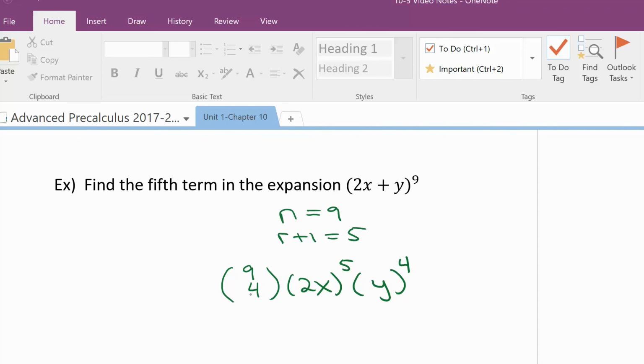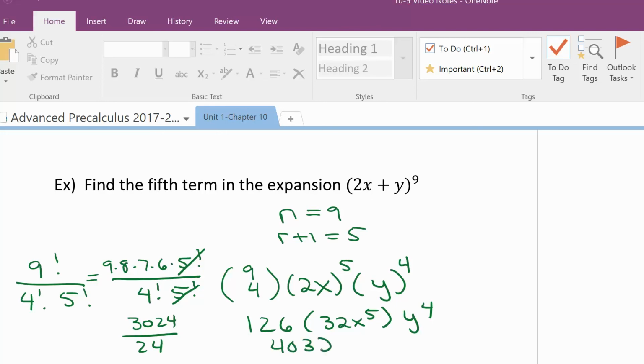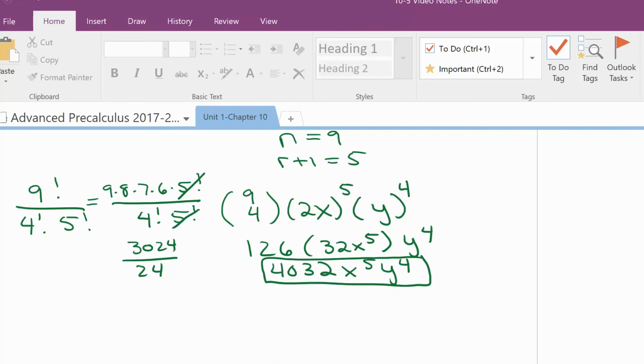So 9 choose 4, so 9 factorial over 4 factorial, and then 9 minus 4 is 5. So that means you have 9 times 8 times 7 times 6 times 5 factorial over 4 factorial, 5 factorial. Cancel out the 5 factorials. 9 times 8 times 7 times 6 gives you 3024 divided by 24, because that's 4 factorial. And that gives you 126. 2x to the fifth is 32x to the fifth, and then y to the fourth. So 126 times 32 gives you 4032x to the fifth, y to the fourth. That is that particular term in the binomial expansion.